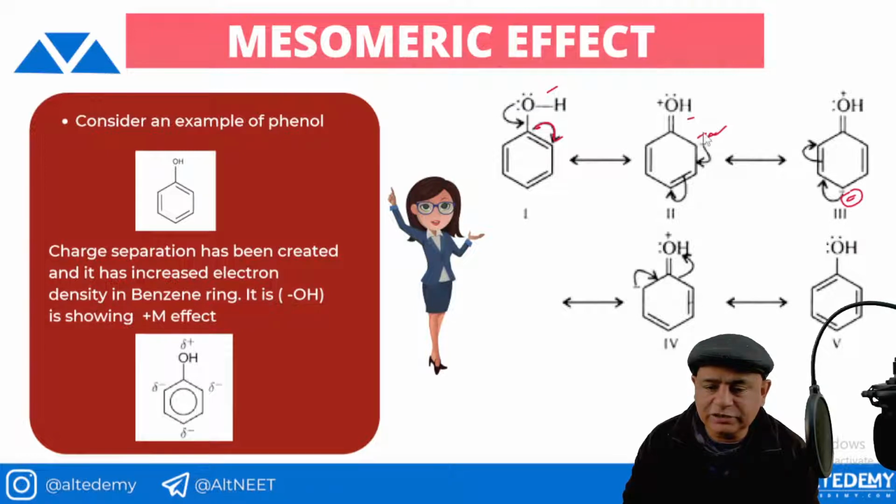So negative charge at this place in the first structure, negative charge at this place, and in the third situation we will have negative charge at this place, and finally it will reach this final structure, and this will be like this.